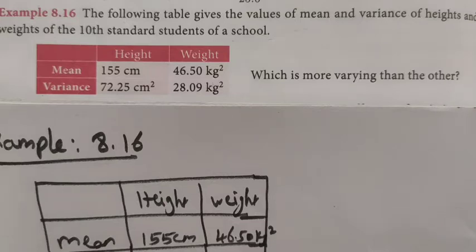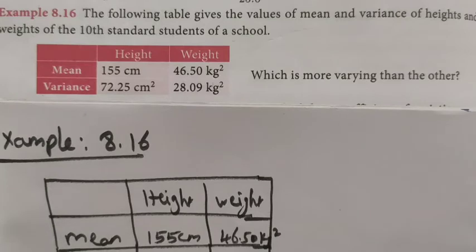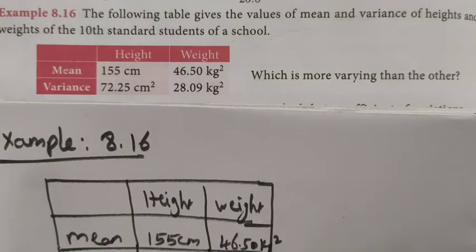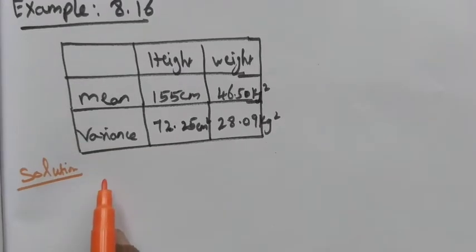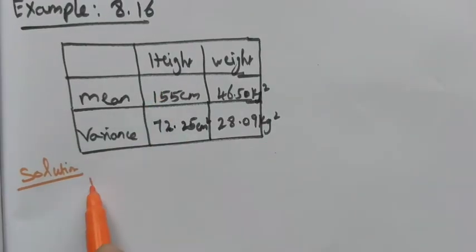So first we want to find out the coefficient of variation for the height and weight separately, and the one with the greater coefficient of variation is the less consistent. So let's check one by one. First we want to find the coefficient of variation for height.